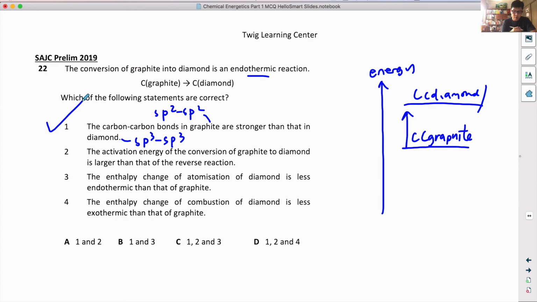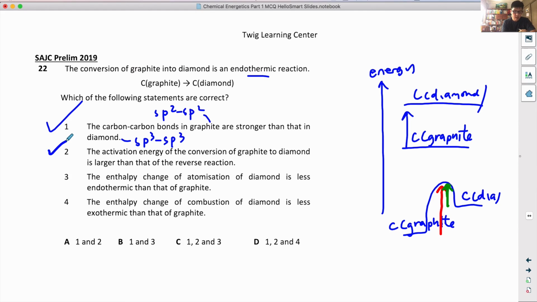So graphite to diamond looks like that. If you look at activation energy, this is graphite, and diamond is higher. So the activation energy from graphite to diamond is this one here. How about from diamond to graphite? Diamond to graphite is backwards, from here to here. So this statement seems like it's true. The activation energy for conversion of diamond to graphite is smaller.